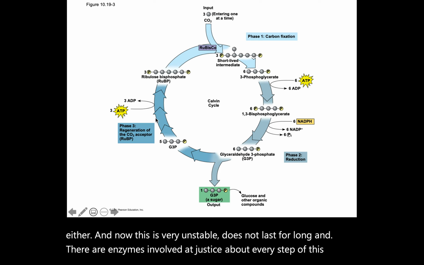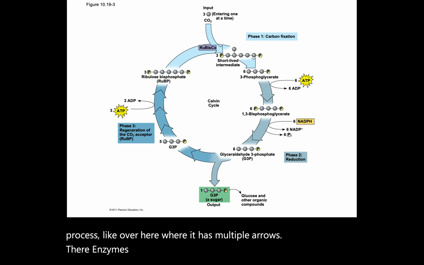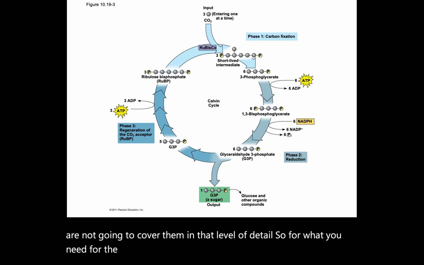Like over here, where it has multiple arrows, there are enzymes involved, there are intermediate products involved, and we are not going to cover them in that level of detail. So for what you need for the test, it's basically what's on here, plus a little bit from the end.